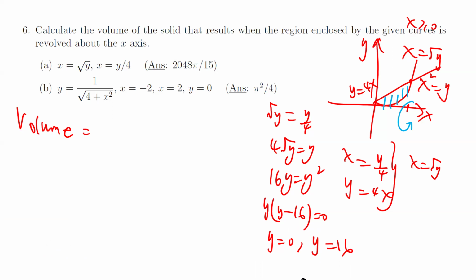Now when you put y equals 16 here, you have that x is 4, and then x is 0. So they intersect at the origin, but also they intersect when x equals 4 and y equals 16. So to find the volume of this, we proceed as follows.